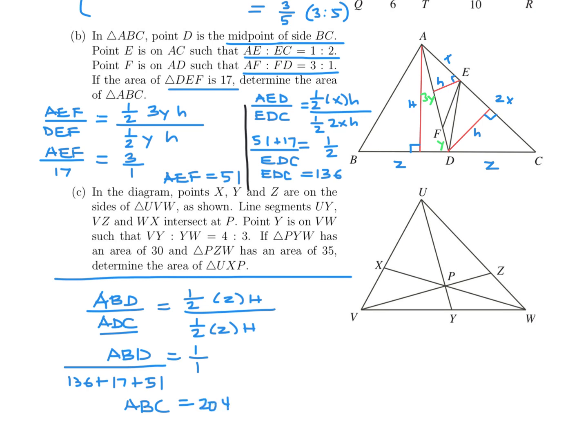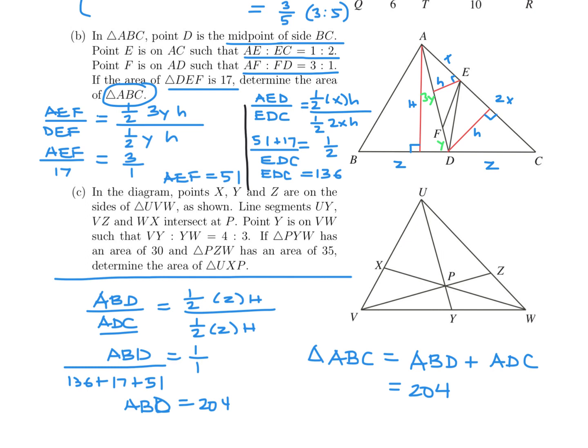And now finally, the ABC is ABD plus ADC. Now, ABC, we just, hold on, wait a second. Sorry, this should have been a D, ABD. Sorry about that, ABD. So ABD is 204, and ADC is AEF.